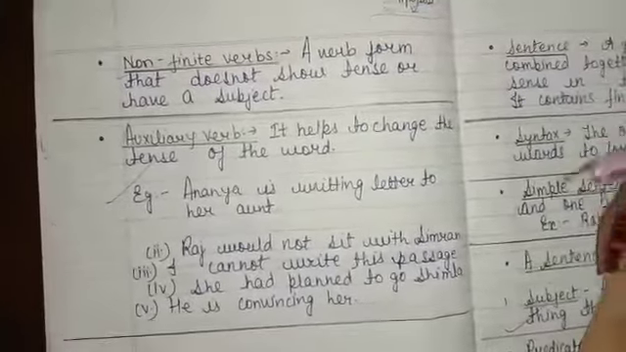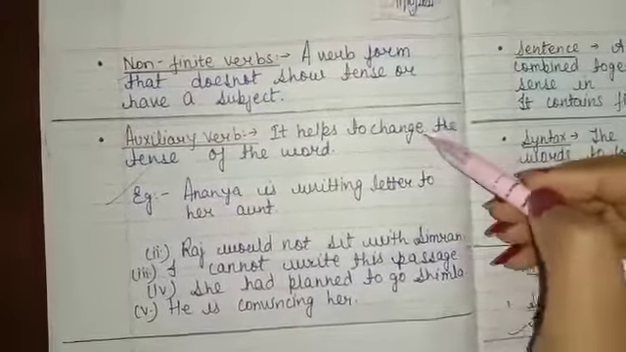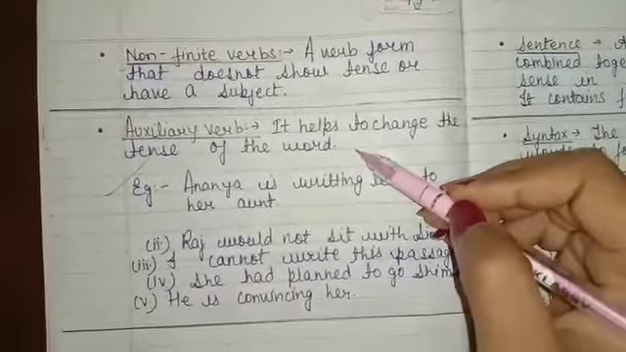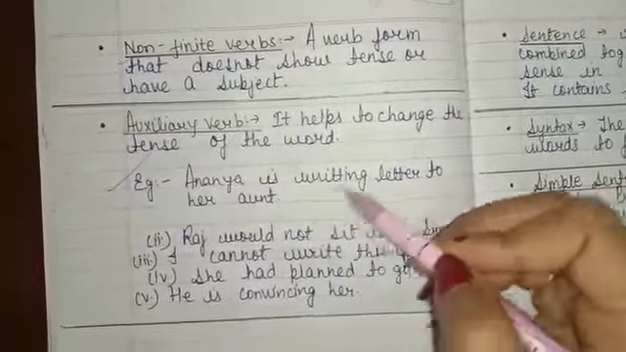Now we are going to discuss the auxiliary verb. What do we mean by it? It helps to change the tense of the verb. Like, Ananya is writing a letter to her aunt.